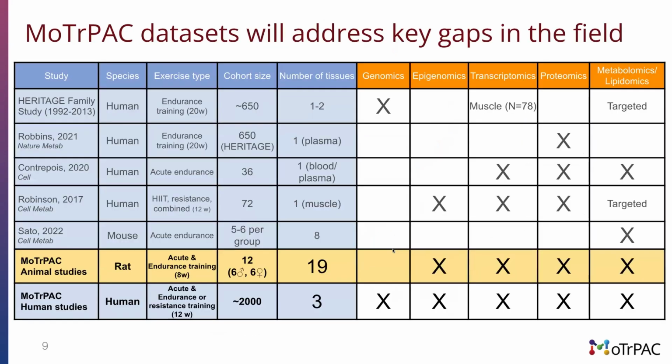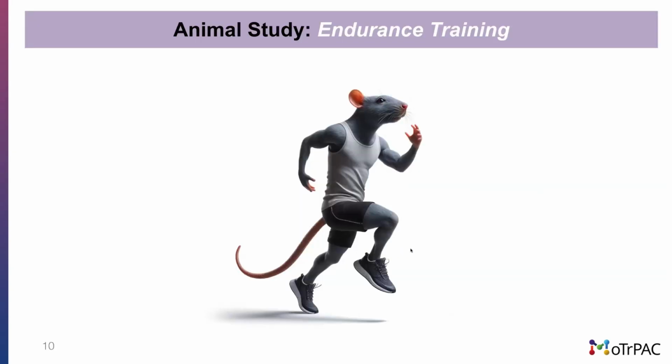So MoTrPAC is aiming to address key gaps in the field. Here I'm representing a table with all the major studies, and as you can see, MoTrPAC is trying to increase everything. I'm trying to bring more knowledge if we can. Today I would mostly focus on one of the studies in rats. I think it's time to talk about the first study that has been publicly released and published by the MoTrPAC consortium. That is about the chronic effects of endurance training in rats.